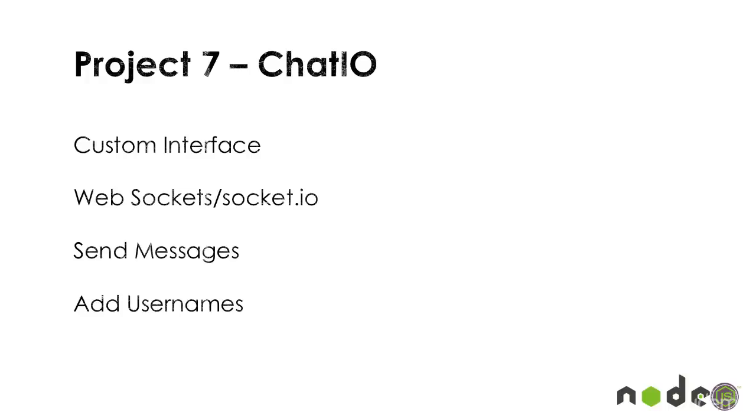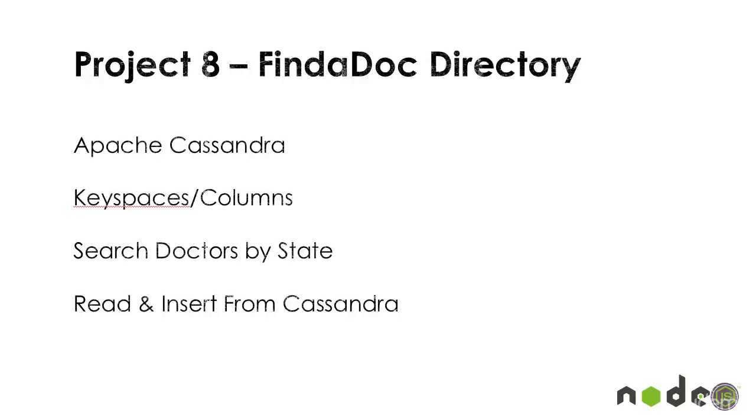Project 7 was Chat.io, which was the chat program that took advantage of WebSockets. We were able to send messages in real time, and we could add our usernames to those messages. Project 8 was the Find a Doc directory.